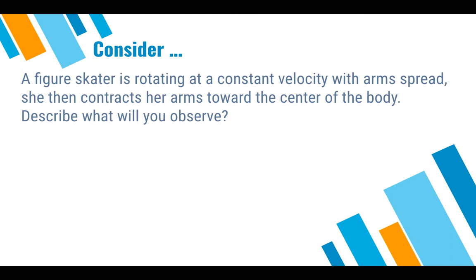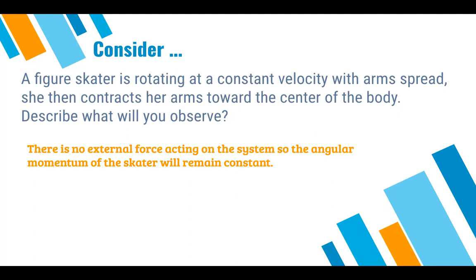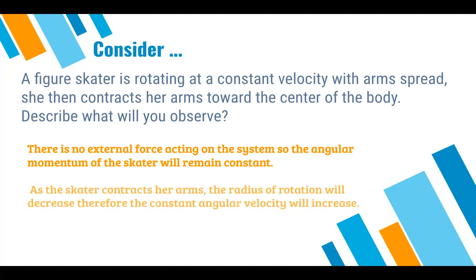Okay, so if our ice skater is initially rotating at a constant velocity, and she contracts her arms towards the center of her body, the force is internal to the system, right? There is no external force applied to the system. So if there is a lack of an external force, we know that momentum must be conserved. In this case, the angular momentum must be conserved. So if angular momentum must be conserved, she will reach some final constant angular velocity.